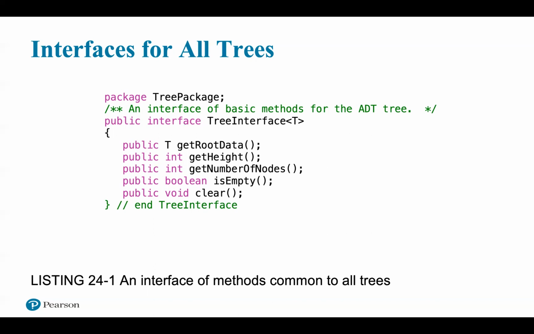So let's talk about the interfaces for all trees. Fundamental operations: we begin with an interface that specifies operations common to all trees. The interface in Listing 24.1 that we're showing here uses the generic type T as the type of data in the nodes of the tree. This interface is quite basic. It does not include operations to add or remove nodes, as even the specification of these operations depends on the kind of tree. We also did not include traversal operations in this interface since not every application uses them. Instead, we will provide a separate interface for traversals.